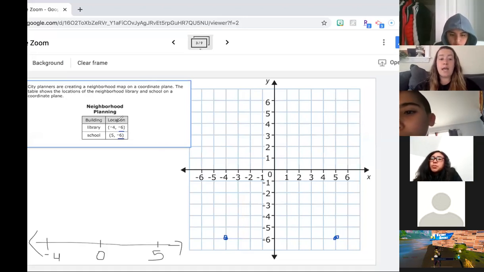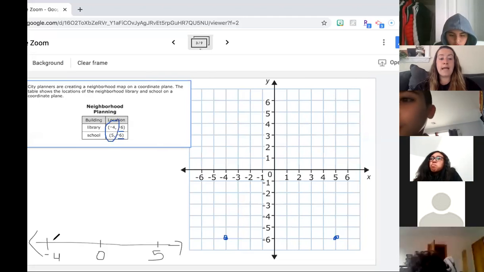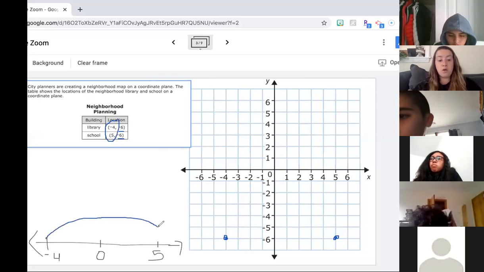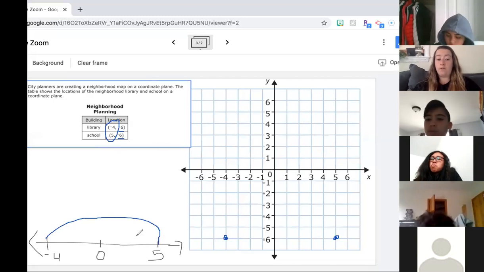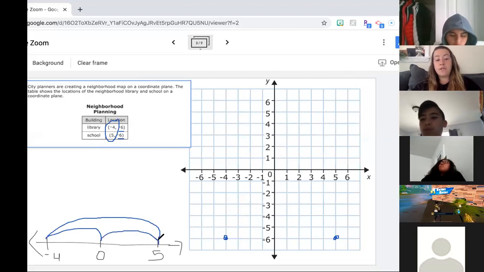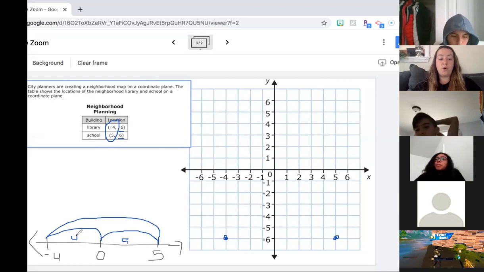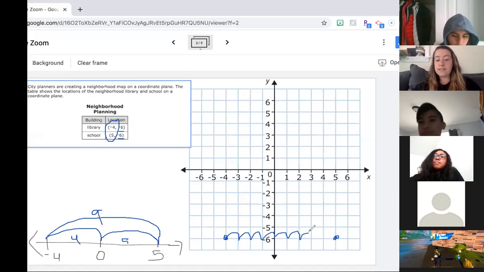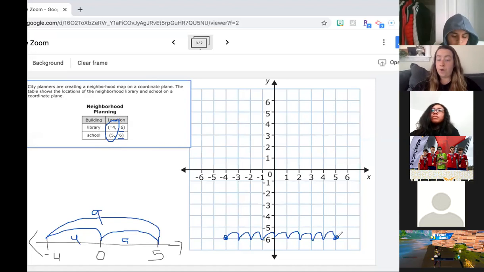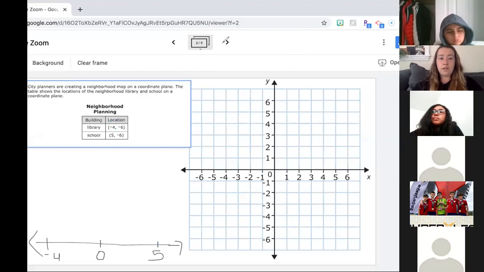These -6s are the same, so I have to look at how far away -4, good Mohammed, is from 5 on a number line. So -4 back to 0 was 4, and then from 0 to 5 is 5, so it's a total of 9 spaces away. I would count 1, 2, 3, 4, 5, 6, 7, 8, 9. A lot of people like to just count the jumps, but I think it's faster to look at the difference in the numbers.